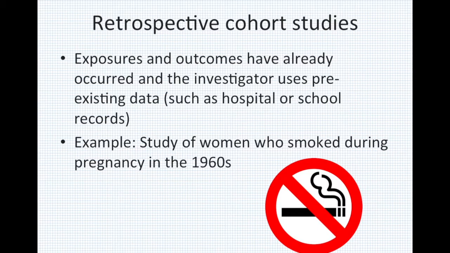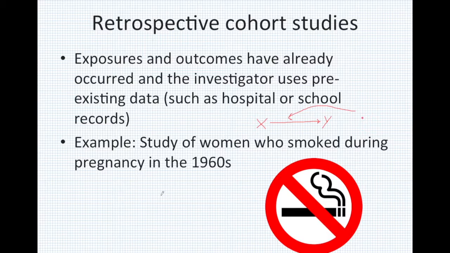A retrospective cohort study, on the other hand, means that the exposures and outcomes have already occurred. So here is now, way back here is the exposure, and here is the outcome. We look back in the past for that data. So the investigator uses, in general, pre-existing data such as hospital, school, or public records.